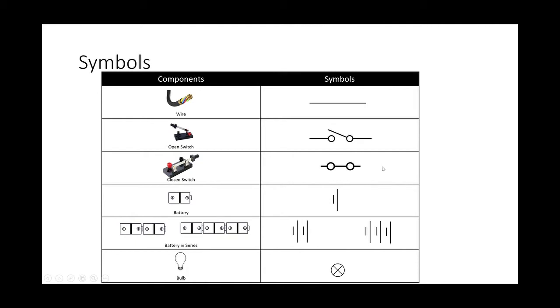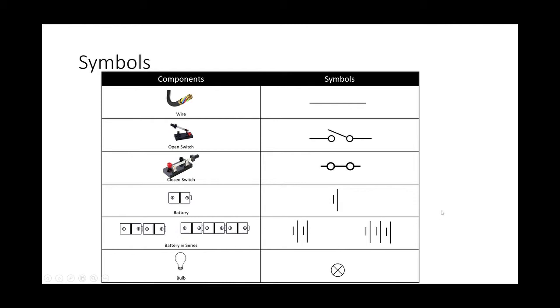Then batteries are represented like this. If your batteries are connected in series next to each other, then you can draw them next to each other. No need to connect them with any lines or whatsoever. This is for one battery, this is for two batteries, and then this is for three batteries.